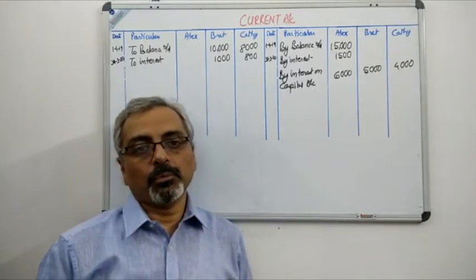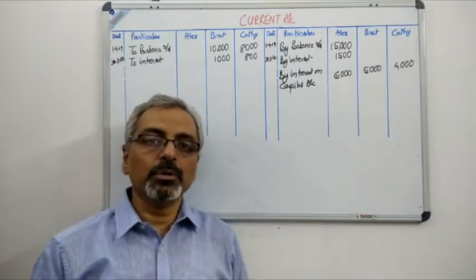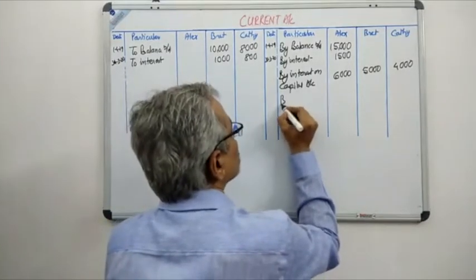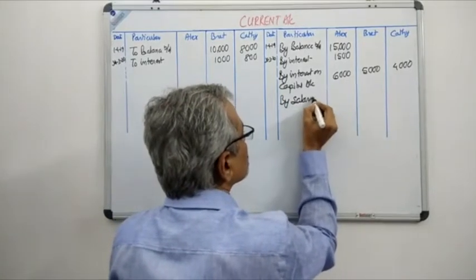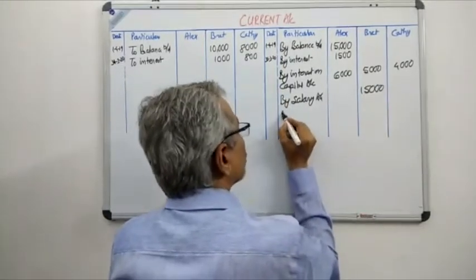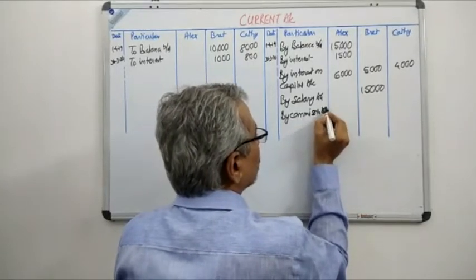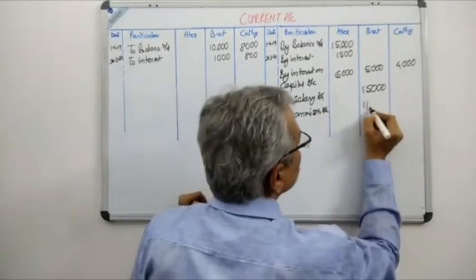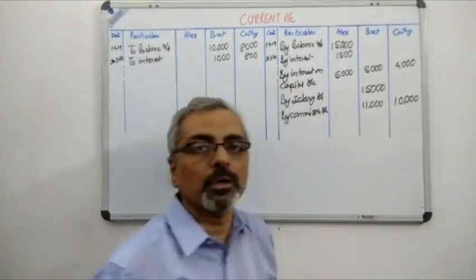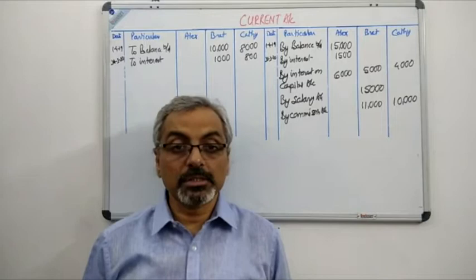Now if you recollect, there was another item which was the salary. Now salary, who was given the salary over here? The salary was given to Brett. So by salary, Brett was given salary 15,000. Next, if you remember, was commission, and there were two partners who received commission, 11,000 to Brett and 10,000 to Kathy, because one was given commission before charging such commission and the other one was given commission after charging such commission.